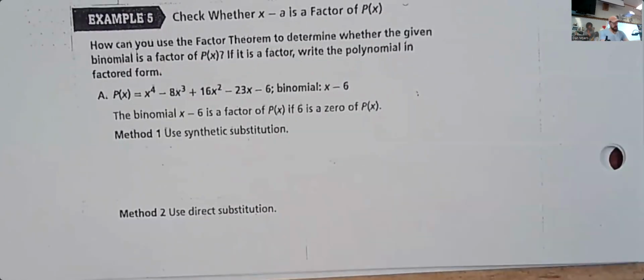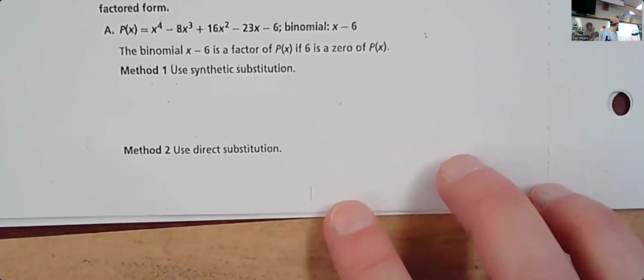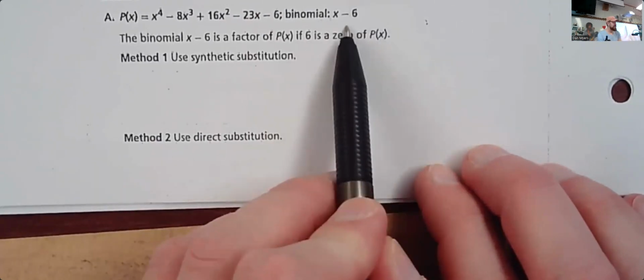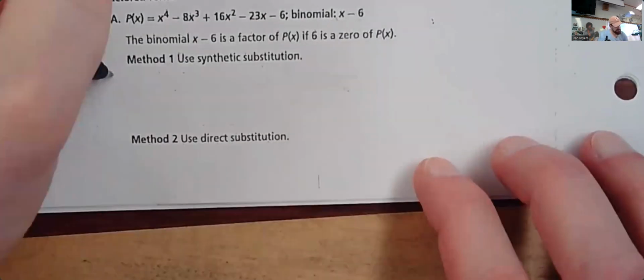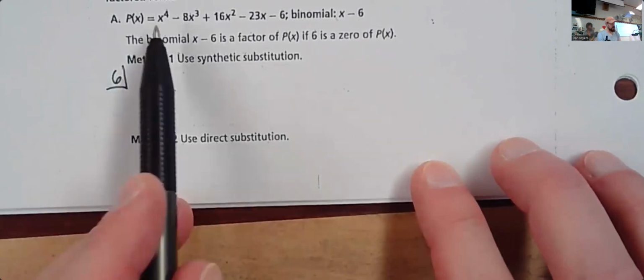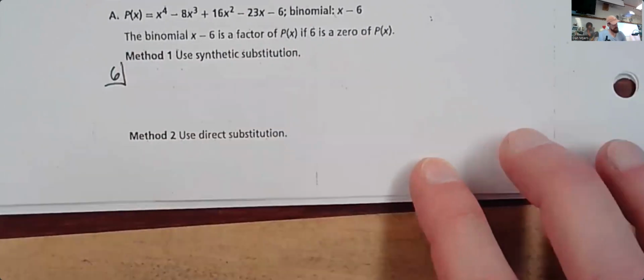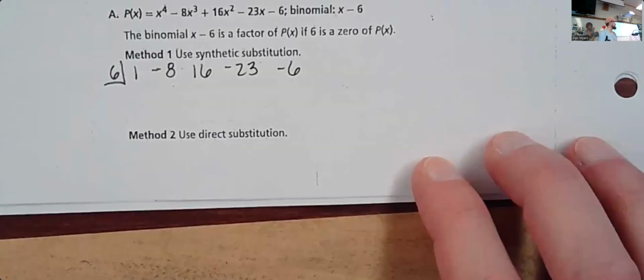So here we go. What is our value for A on this problem? 6. Good. Because we're no longer just given the value of A, we're given the binomial. So we need the number that makes this equal 0, which is 6. So we're going to say 6. We're going to use synthetic division. We have all of our coefficient values that we need. 1, -8, 16, -23, and -6. So let's write these down. 1, -8, 16, -23, -6.